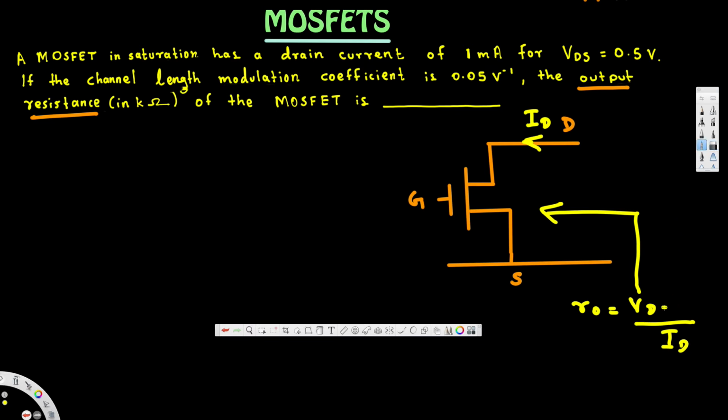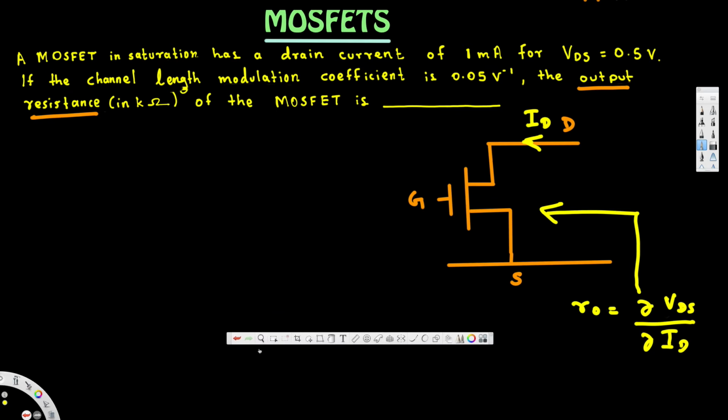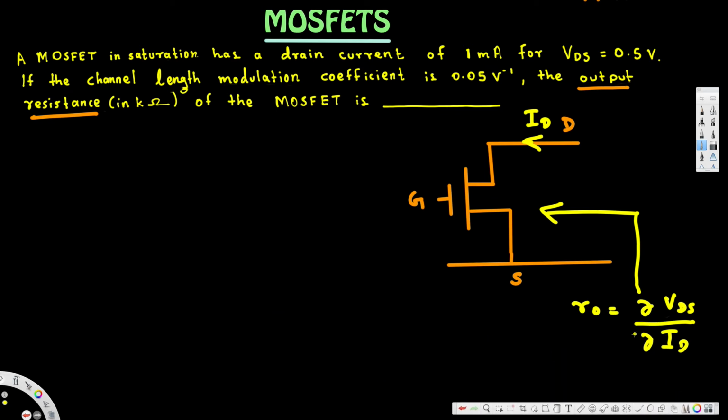So this is for static resistance, but if you want to calculate dynamic resistance, you have to differentiate this one. So you have to put ∂VDS divided by ∂ID. This is the equation we have to use in order to find the dynamic output resistance. Here we are going to calculate the dynamic output resistance. That's the question. Now let's look at the condition here.